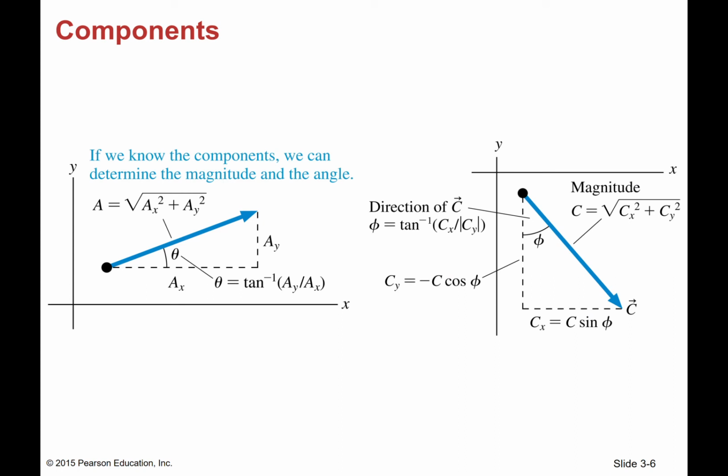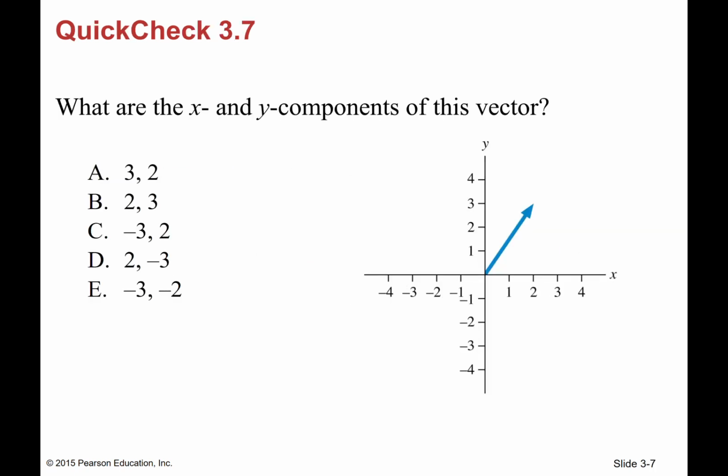If we know the components, we can go backwards, right? We can find the magnitude by using Pythagoras, and we can also find this angle by looking at the tangent, the ratio between the components. So those are the things. If you have the vector in a coordinate system, you can find the components, and if you have the components, you can find the vector.